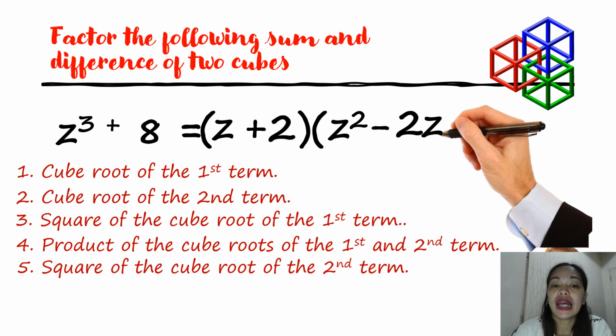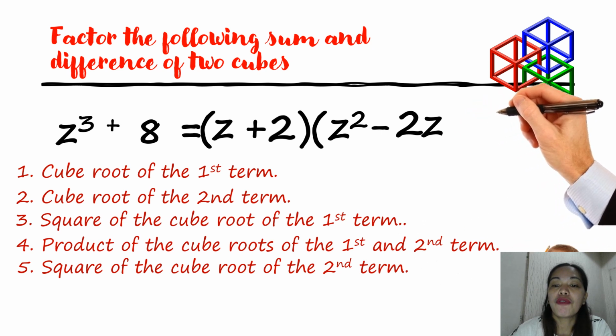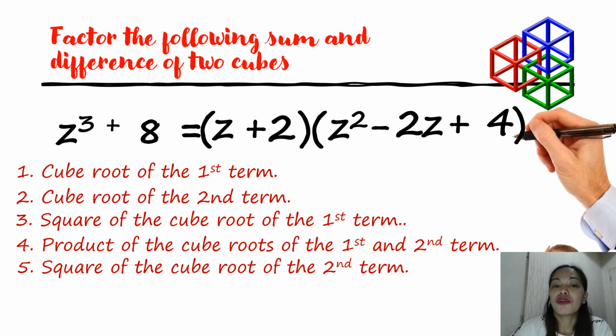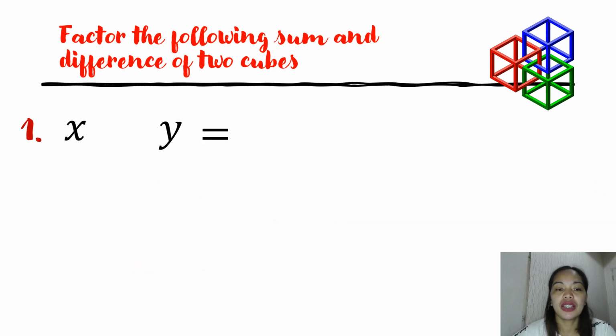The cube root of that is 2. So the square of 2 is 4. So let's now write positive 4. So that is now the factored form of z cubed plus 8. Okay, so let's have another example.